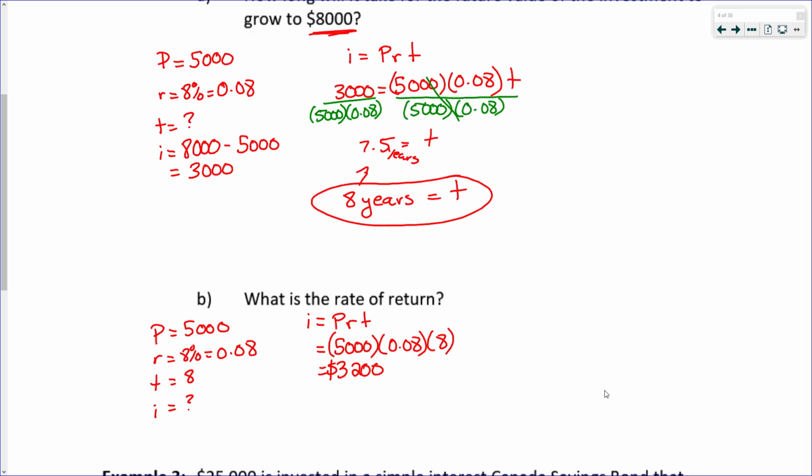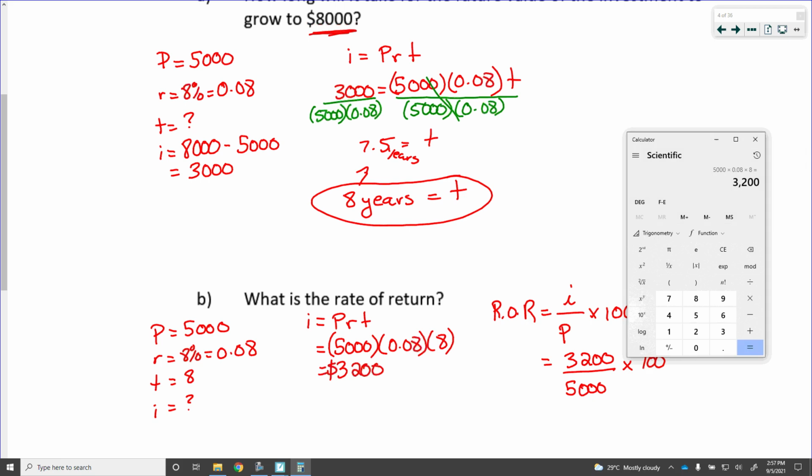So I'm going to use that to figure out my rate of return. For this, I'm just going to use ROR for rate of return, and that's equal to my interest over my principal, and then we're going to times that by 100. So my interest that I earned is the 3,200, my principal, my starting amount, was the 5,000, and I'm going to times that by 100.